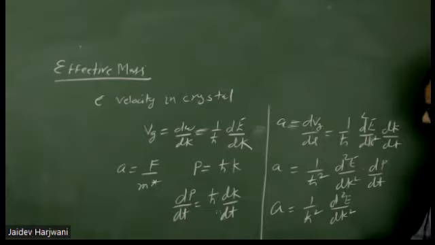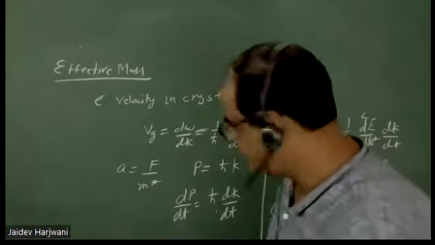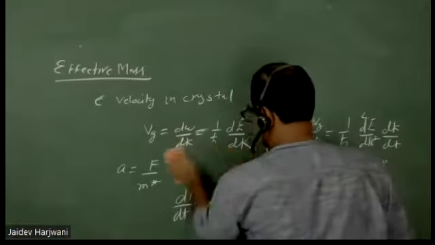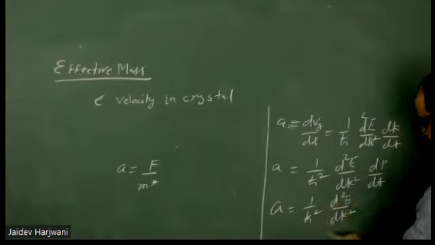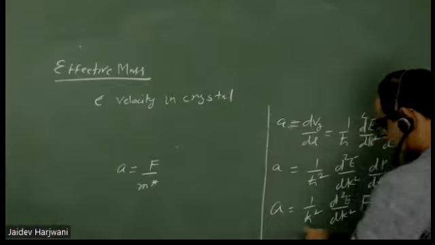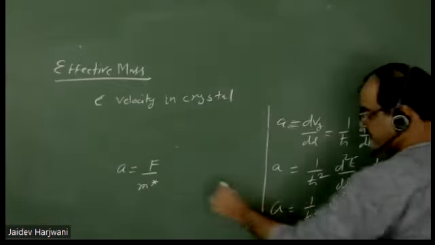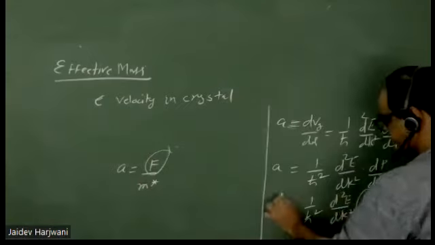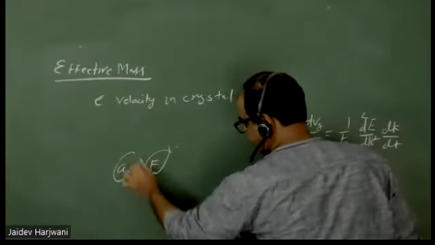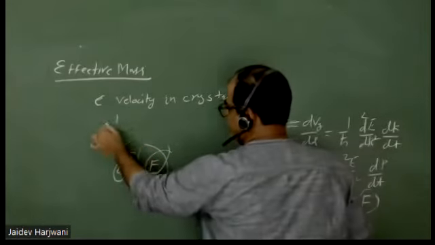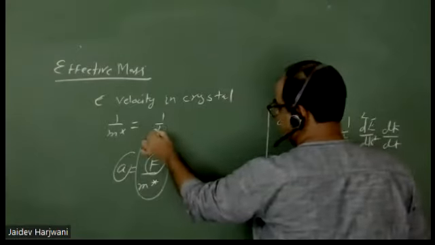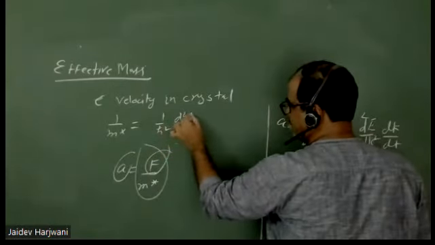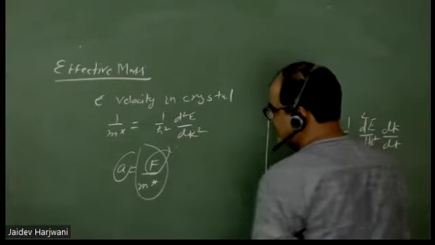So this one, now if we do it here again, I have 1 upon h cut square d2e by dk, dp upon dt is force. So if I compare these two equations, this is force, we have force, acceleration. That means 1 upon m star is equal to 1 upon h cut square d2e upon dk square.